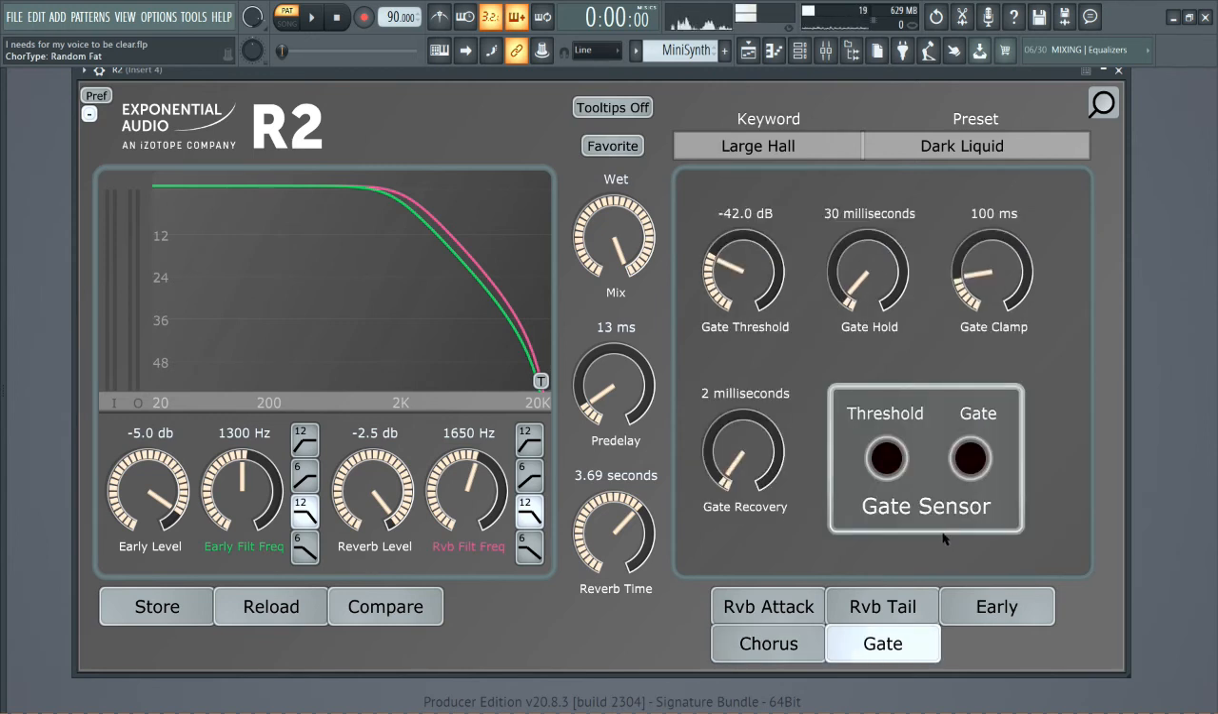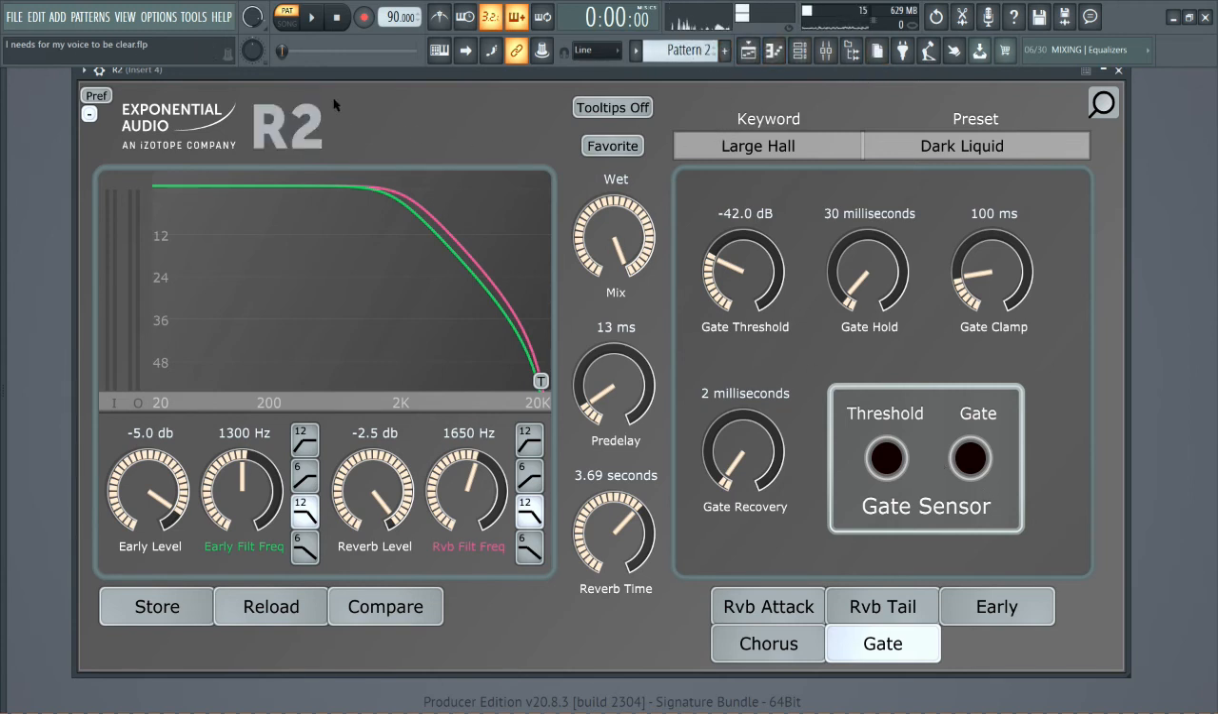Here you have a noise gate, and a noise gate's job is to turn off the audio or mute the signal when it goes below a certain volume. So here you have the threshold, which is -42. If it goes below that, then the gate will turn off the reverb.